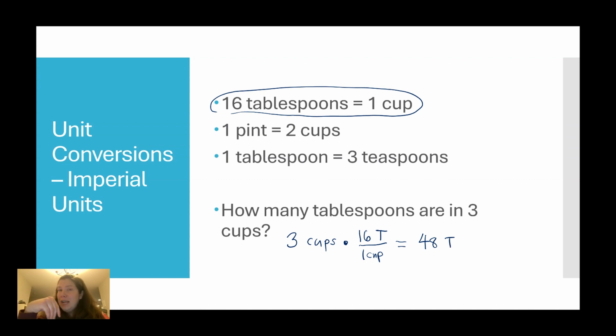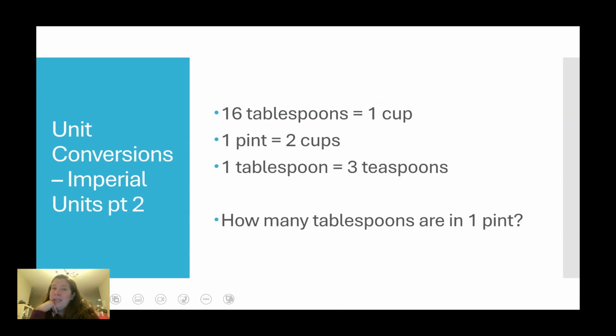If I divided, I would end up with an answer smaller than 3. And there's no way that there are fewer tablespoons than there are cups in the same volume, right? Because a tablespoon is smaller than a cup. You can fit more of them in. All right. How many tablespoons are in a pint?